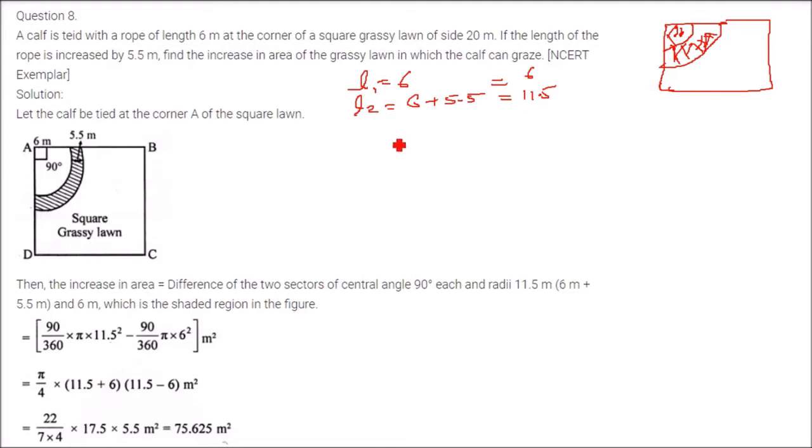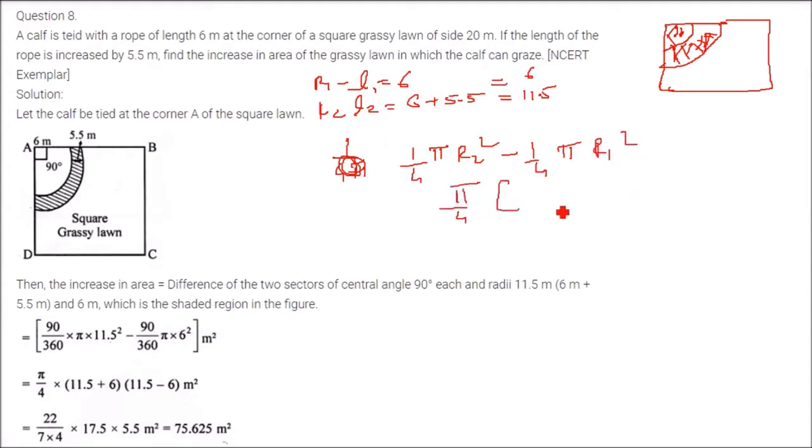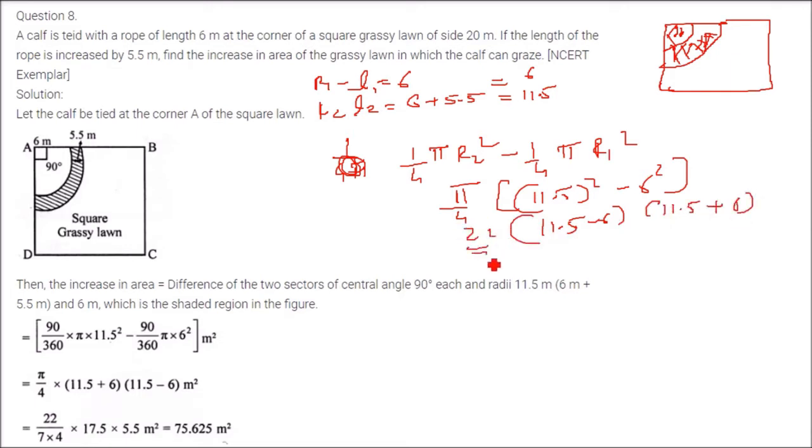So let us find out the area of the bigger quadrant, which is of course theta by 360, 90 by 360 into pi r square. That is 1 by 4 pi r square. Let us say this is r2 and this is r1. So 1 by 4 pi r2 square minus 1 by 4 pi r1 square. So 1 by 4 pi I'm taking out. R2 square is 11.5 whole square minus the lower one, 6 square. So what do you get? 11.5 minus 6 and 11.5 plus 6.